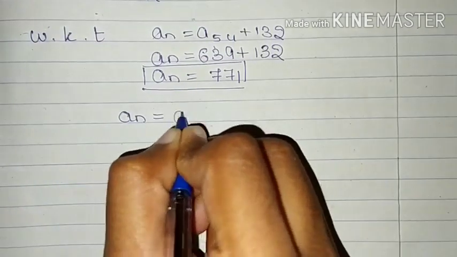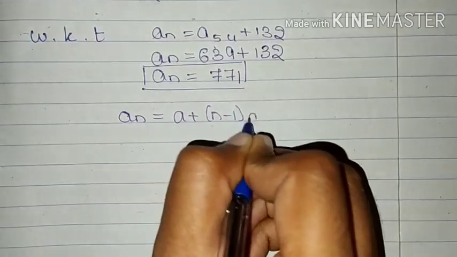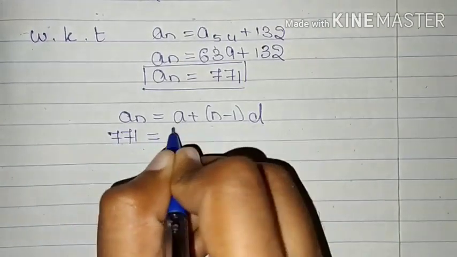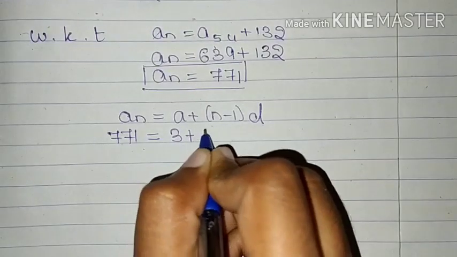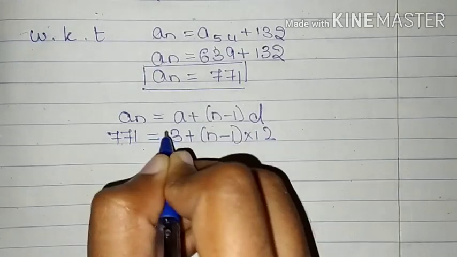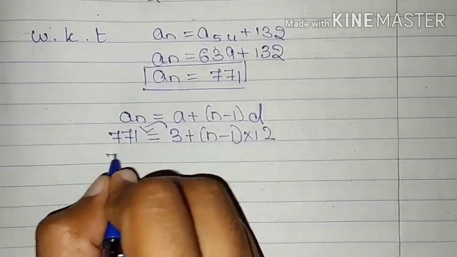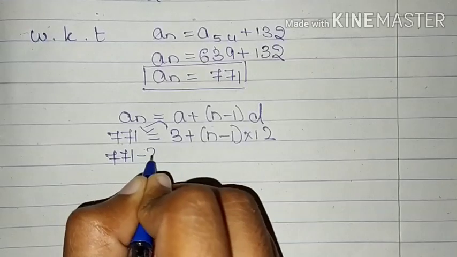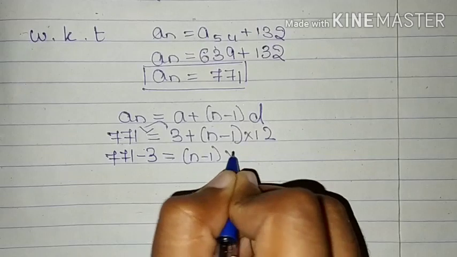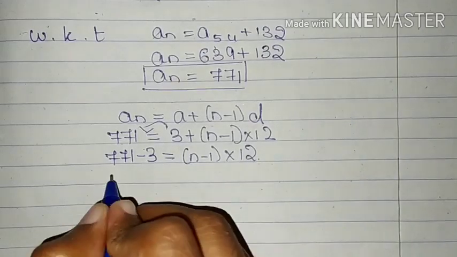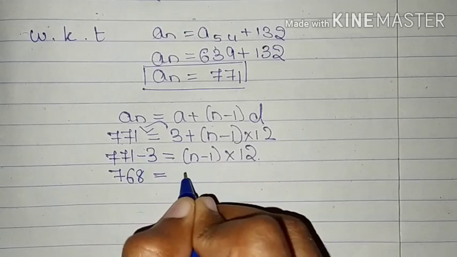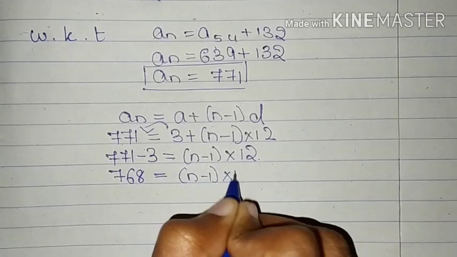AN is equal to A plus N minus 1 into D. This is the formula. So our AN is 771. A is 3 plus, we don't know N, so let's keep it as it is, and D is 12. On transposing, we get 771 minus 3 is equal to N minus 1 into 12. So this is 768 is equal to N minus 1 into 12.